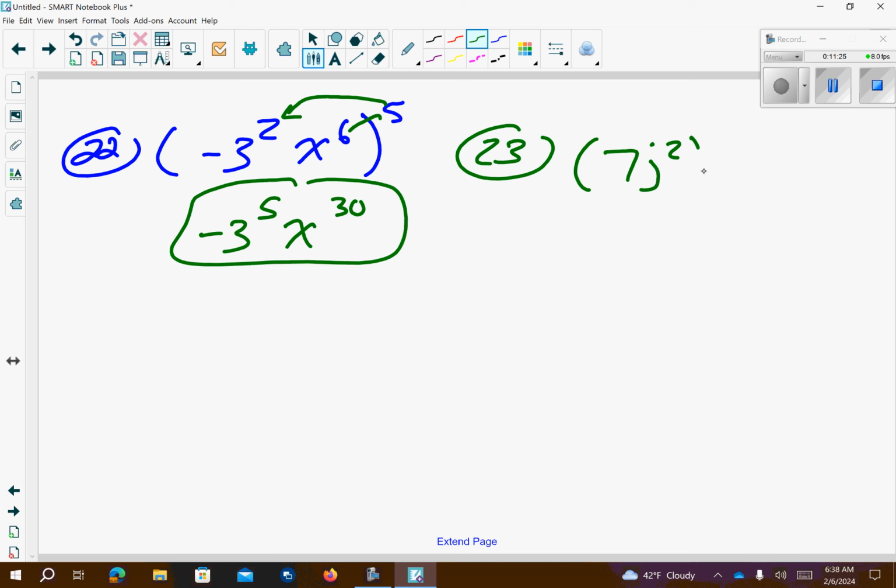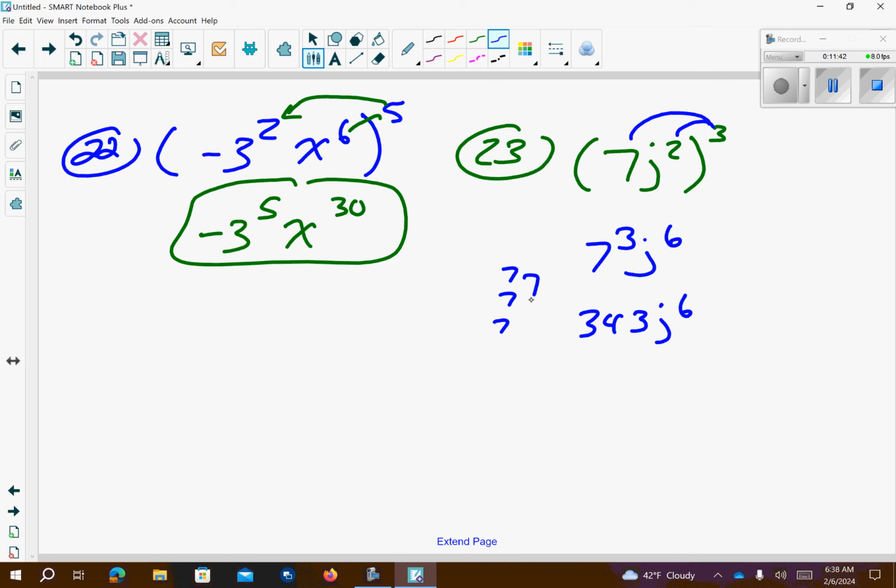7j squared to the third. All right, let's distribute that there and there. So that's 7 to the third, j to the sixth. 7 times 7 times 7 is 343, j to the sixth. You can do that on your calculator real easy. I mean, that's 49. 49 times 7 is 343.